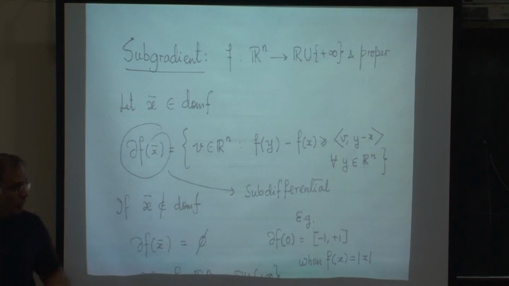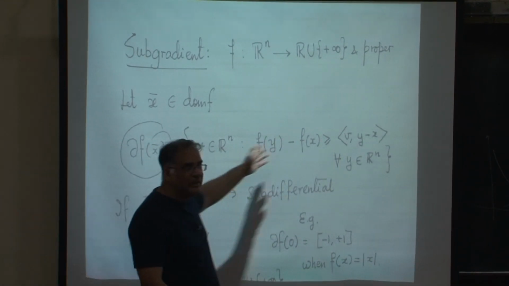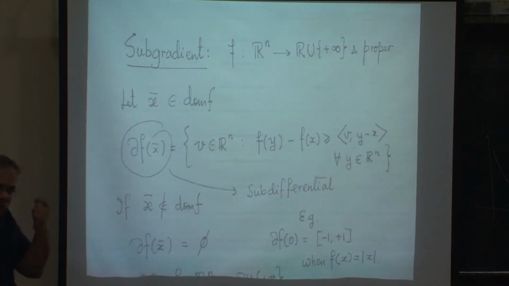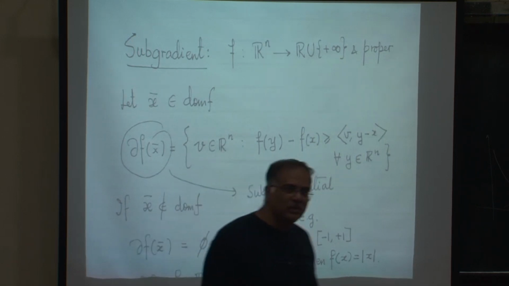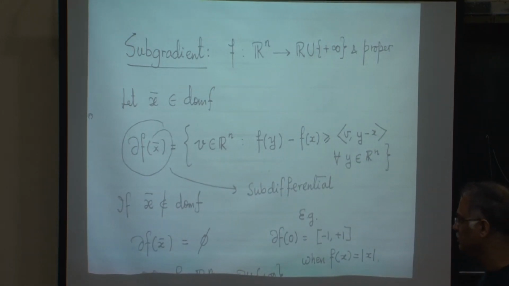Is this the only way to compute the subdifferential? Do you really have to go through checking such inequalities, which might be a very difficult task? But here we will use the fact that a convex function is actually differentiable almost everywhere. This is the fact that we will use.